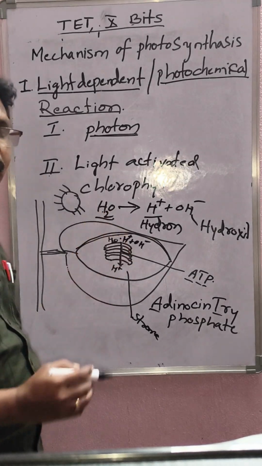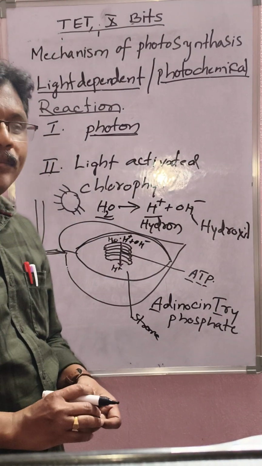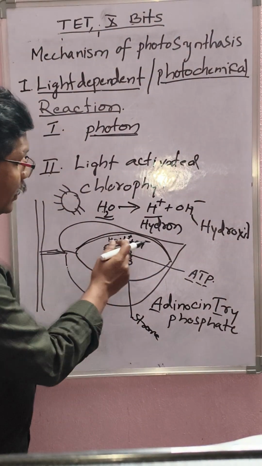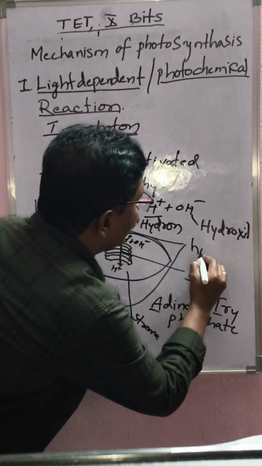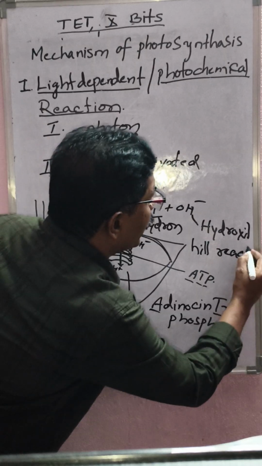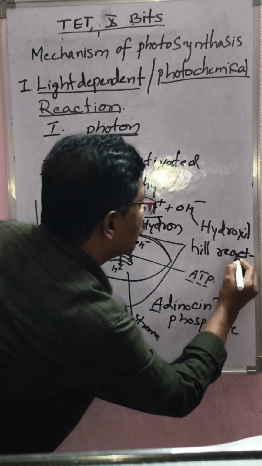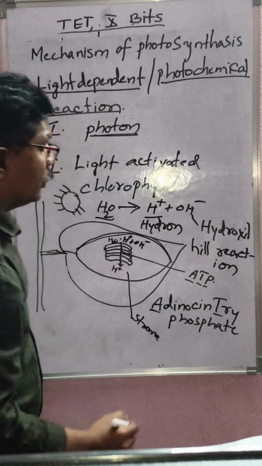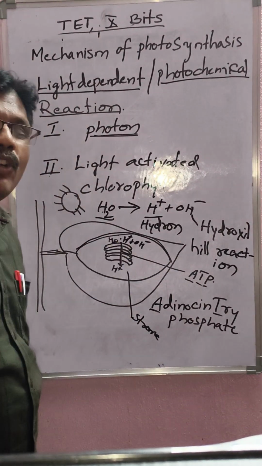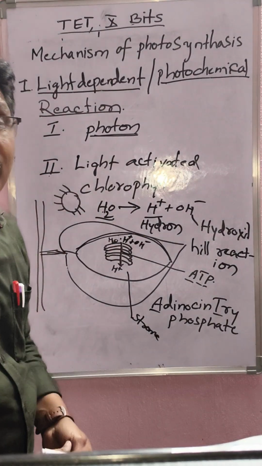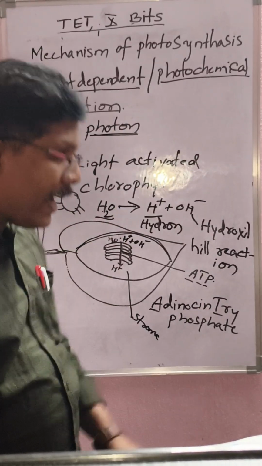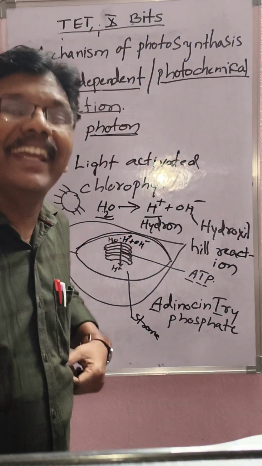This splitting was observed by a special scientist whose name is Hill. That's why this reaction is otherwise called the Hill reaction. Why is it called the Hill reaction? The splitting of the water molecule on the thylakoid membrane was observed by Robert Hill. Hence, this is called the Hill reaction.